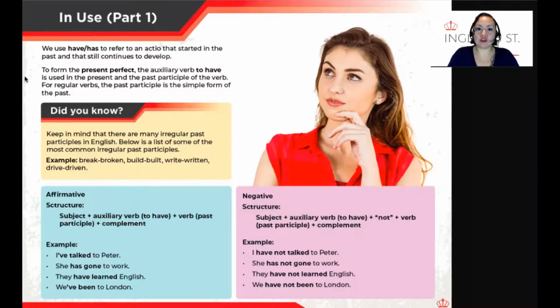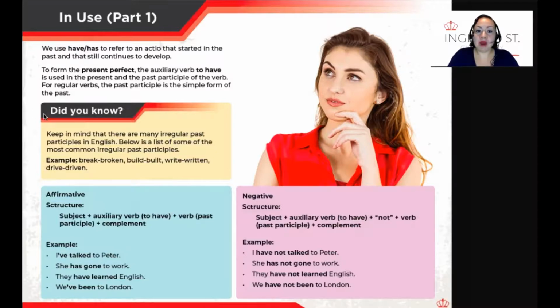To form the present perfect, the auxiliary verb have is used in the present, like have or has. And the verb is going to be in past participle. For regular verbs, we are going to add ed or d to the verb. And for irregulars, it has to change into its third form. That is completely different. There is a long list of irregular verbs that you are going to learn through the years, through experience. So don't get obsessed with that, because it's only through experience that you learn those irregular verbs.